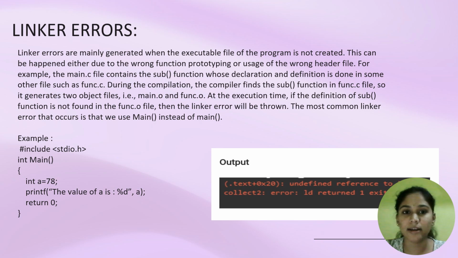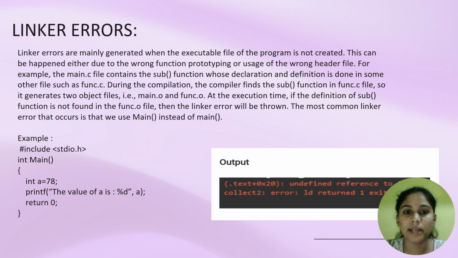Linker errors. Linker errors are mainly generated when the executable file of the program is not created. This can happen either due to wrong function prototyping or usage of a wrong header file. For example, the main.c file contains the subfunction whose declaration and definition is done in some other file such as function.c. During the compilation, the compiler finds the subfunction in the function.c file, so it generates two object files, that is main.o and function.o. At the execution time, if the definition of some function is not found in the function.o file, then the linker error will be thrown.